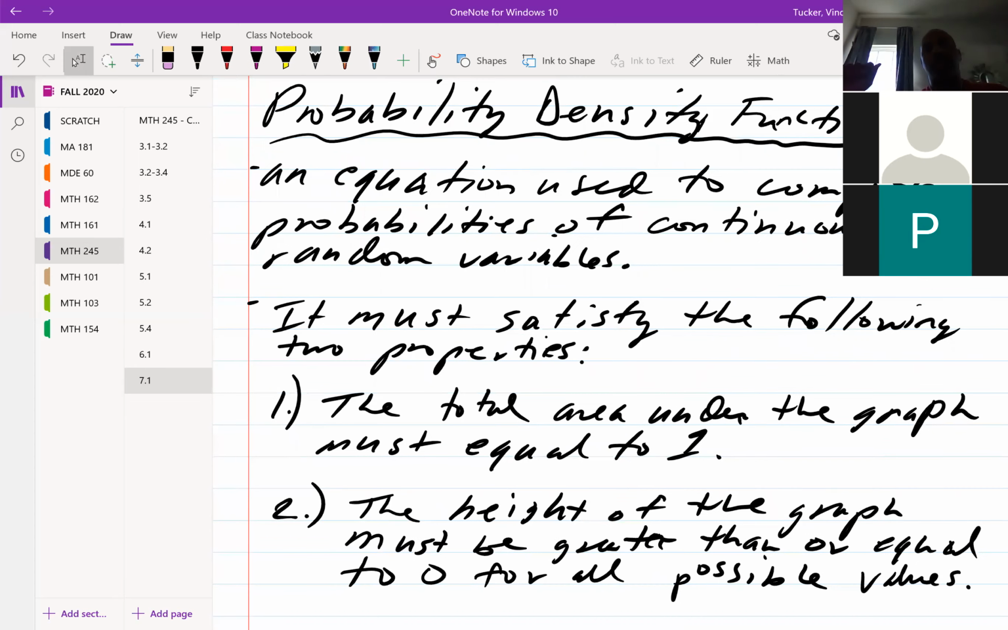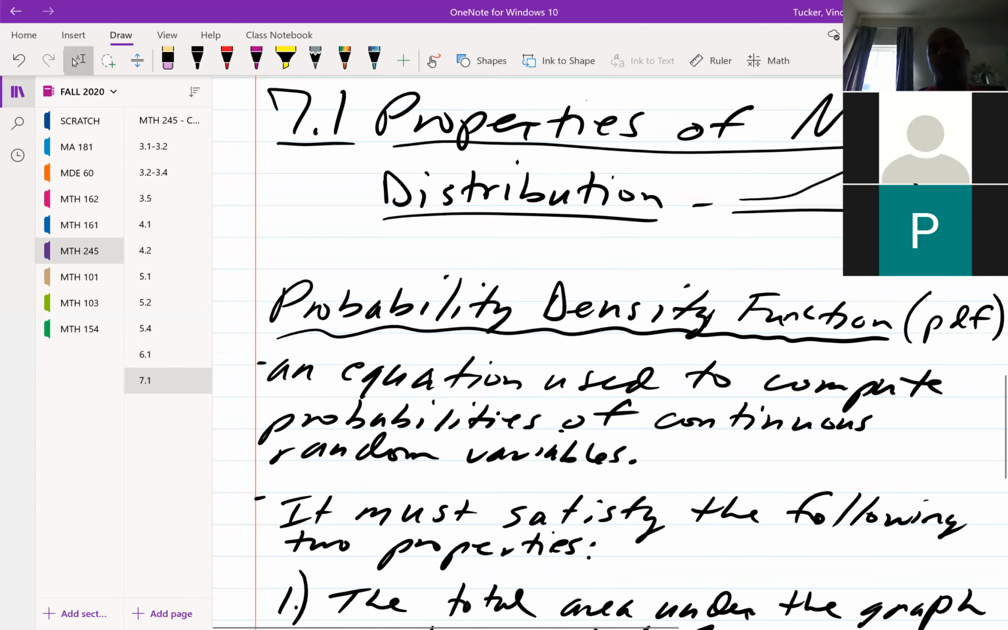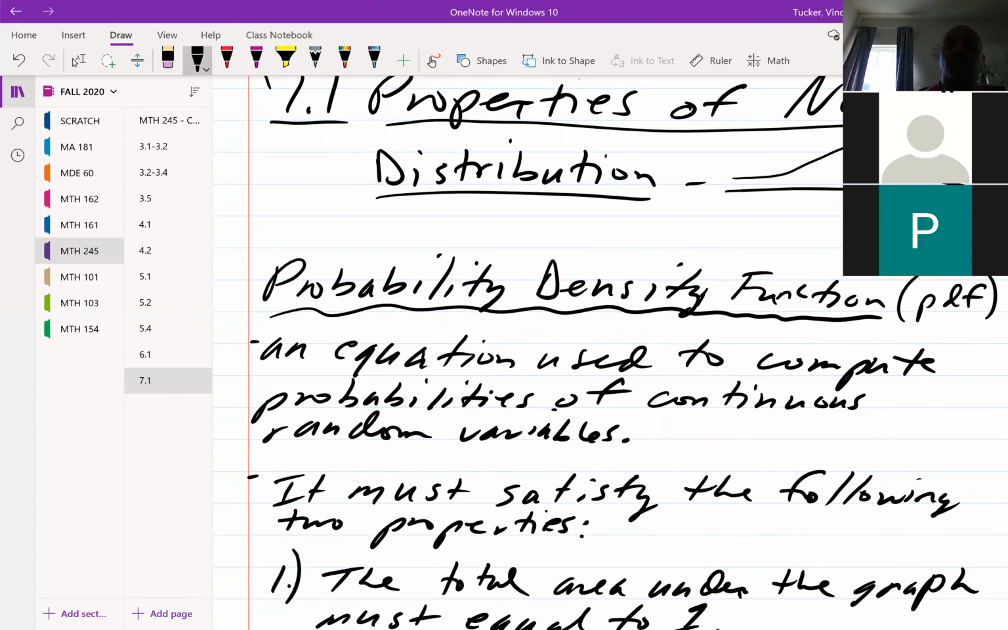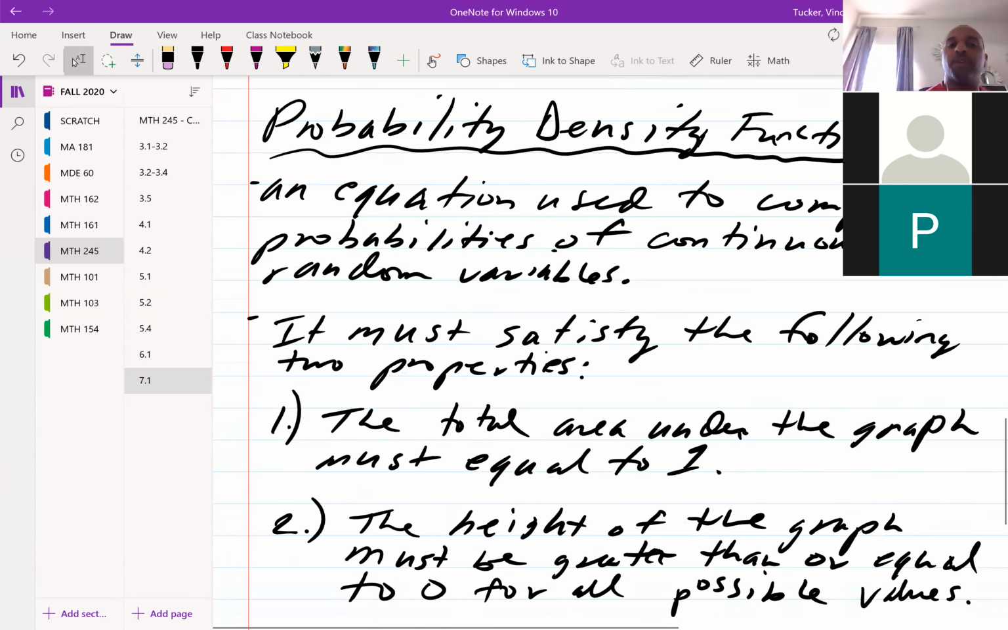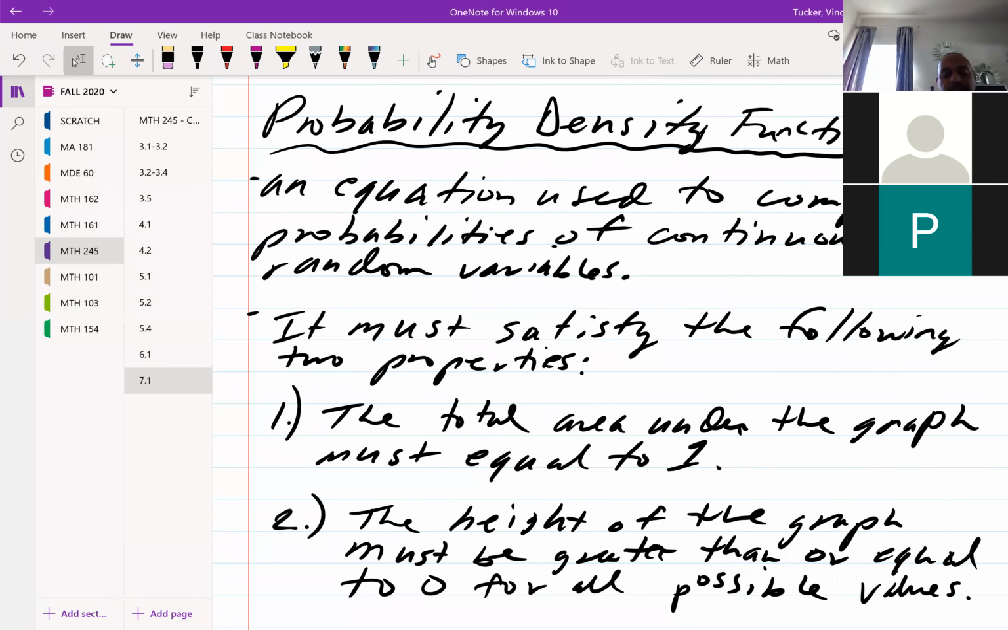All right, so probability density function is where we're going to start this section. We're talking about properties of normal distribution. That's your bell-shaped curve, and we talked about that before. We're going to get more into the application of that in this chapter.